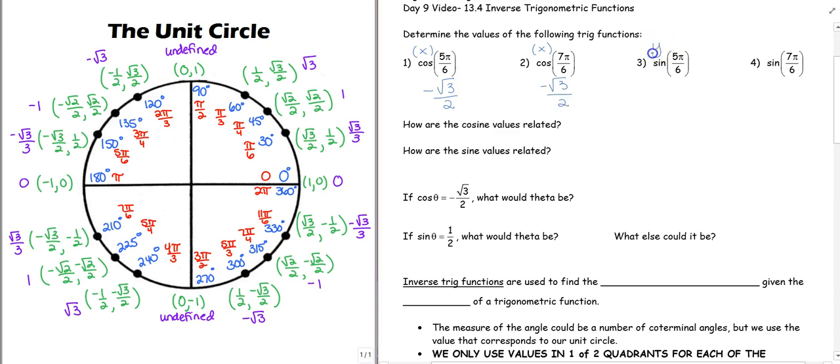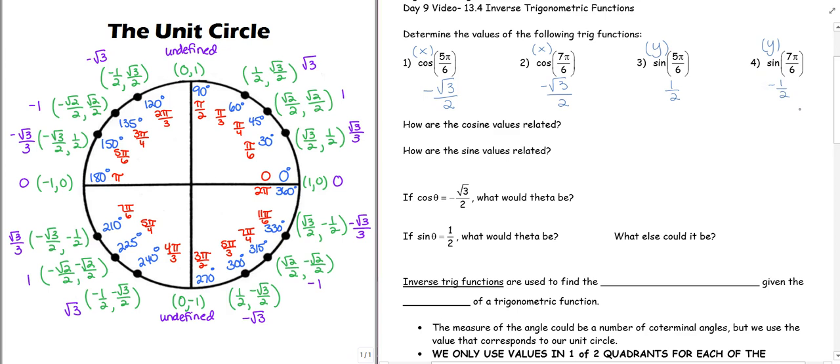Next one, we want sine. Sine is the y value of 5 pi over 6. Okay, we were there already, so we know exactly where 5 pi over 6 is at that 150. If I want the sine value, I'm looking for the y value, which is 1/2. And our last one is sine, again the y value of 7 pi over 6. Back to that 210, the y value is a negative 1/2.